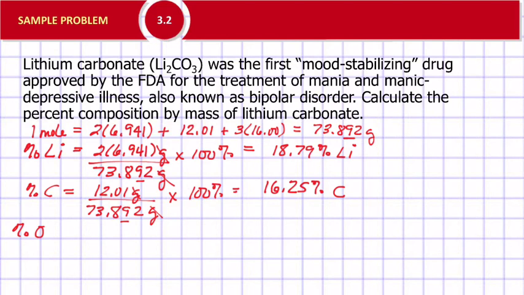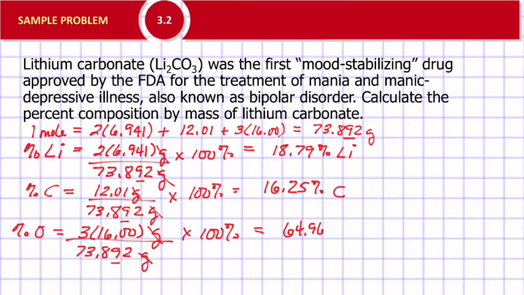And then the percent oxygen, mass of oxygen divided by mass of the whole thing. So 3 times 16, the grams cancel out, times 100%. That gives 64.96% oxygen. Now let's take those percentages and add them together. 18.79 plus 16.25 plus 64.96. Oh, that came out perfect again. 100.